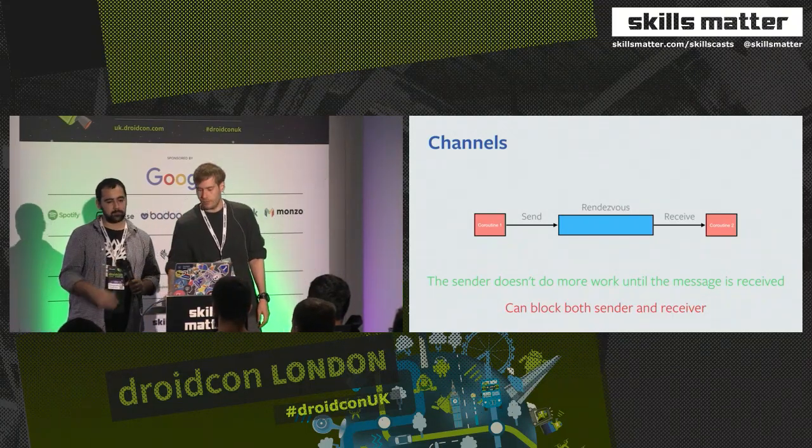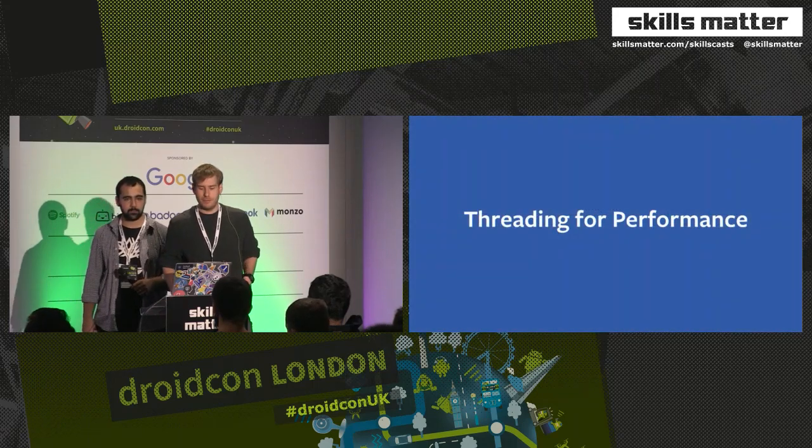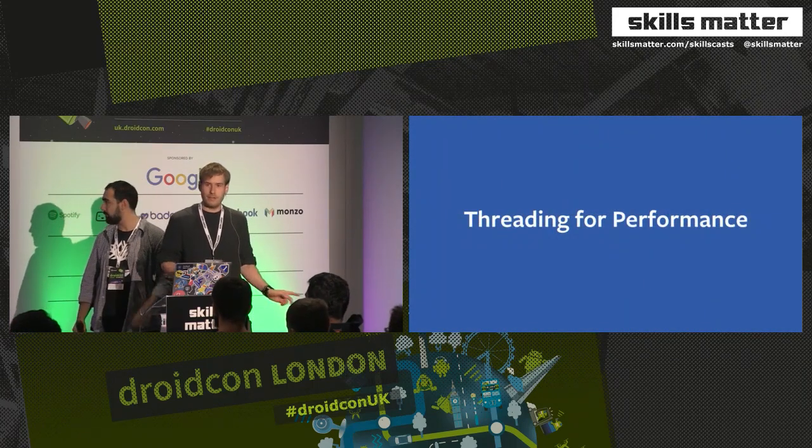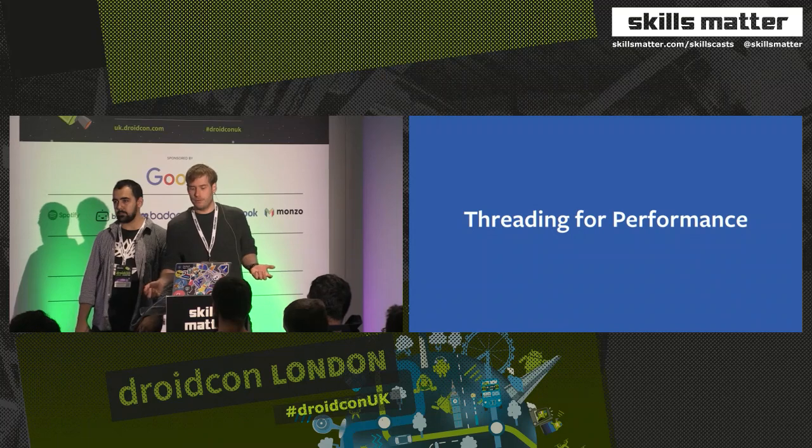Great. So we've covered some different ways of communicating between threads and coroutines. Now I'm going to talk about the other side of threading, which is about threading for performance.